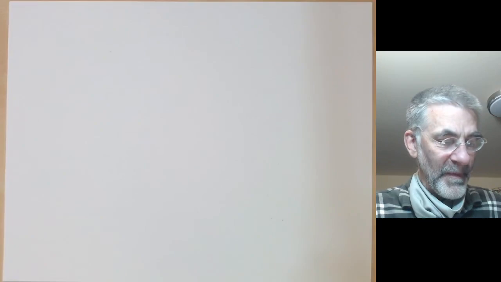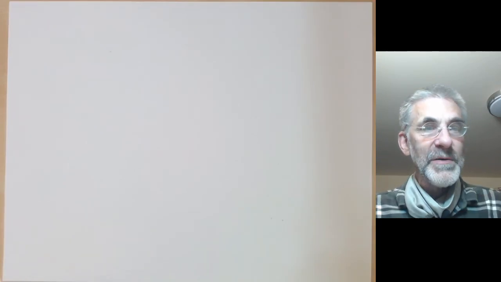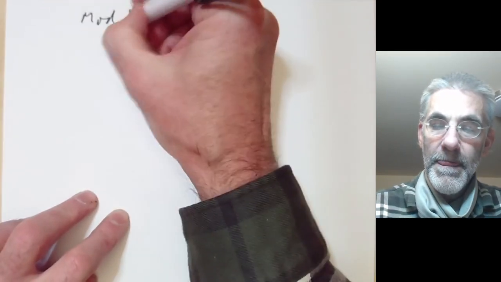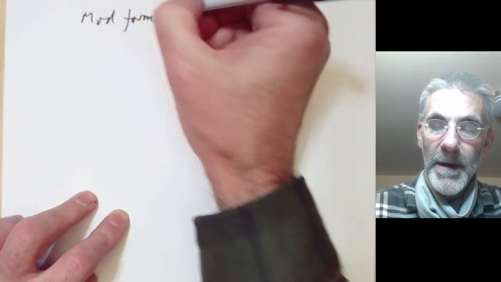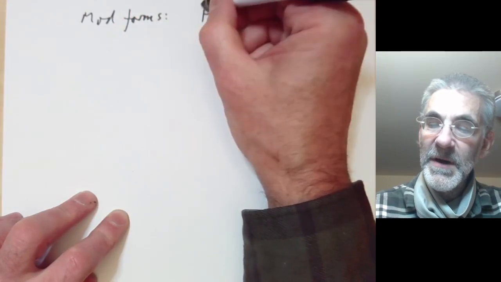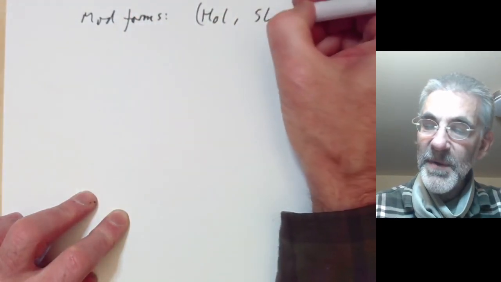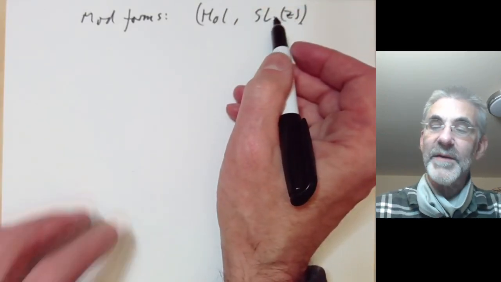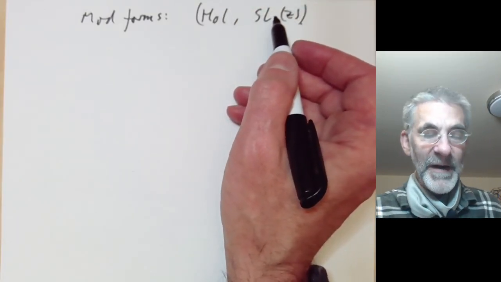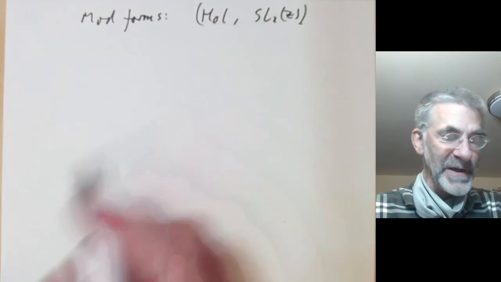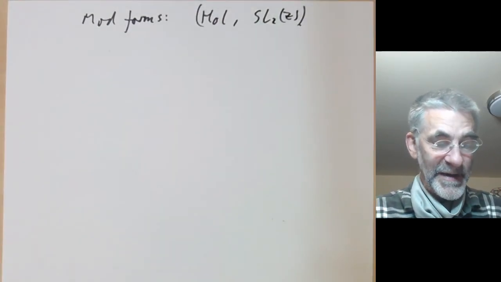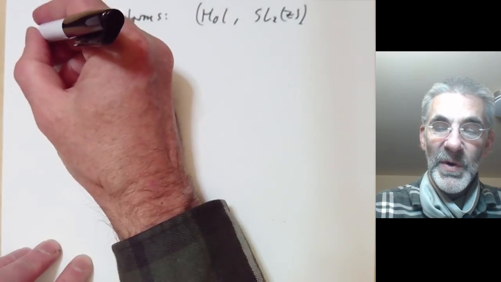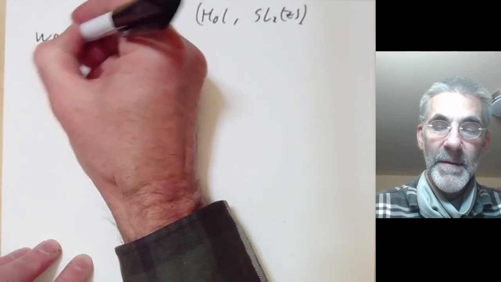And now what we're going to do is to use this result to classify all modular forms. These modular forms are, of course, going to be holomorphic, and they're going to be on SL2 of Z. Non-holomorphic ones and ones on groups other than SL2 of Z are also very interesting, but we're going to do these ones first because it's the easiest case. So let's look at the modular forms of various weights.